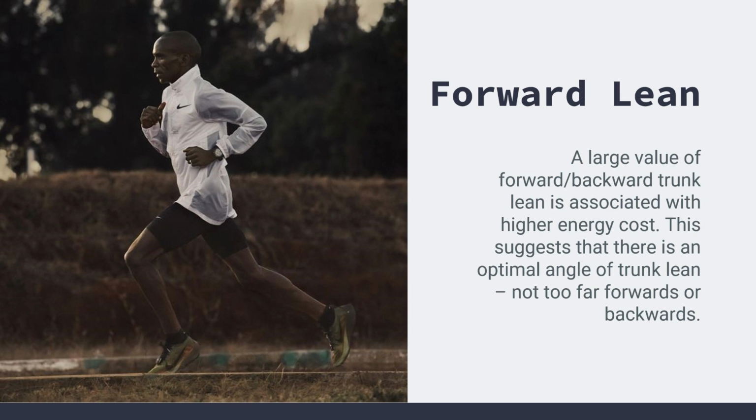The second aspect of running form that we will be looking at is forward lean. A large value of forward or backward trunk lean is associated with higher energy costs. This suggests that there's an optimal angle of forward lean, not too far forwards or backwards. For example, the runner in this image has a good angle of forward lean.